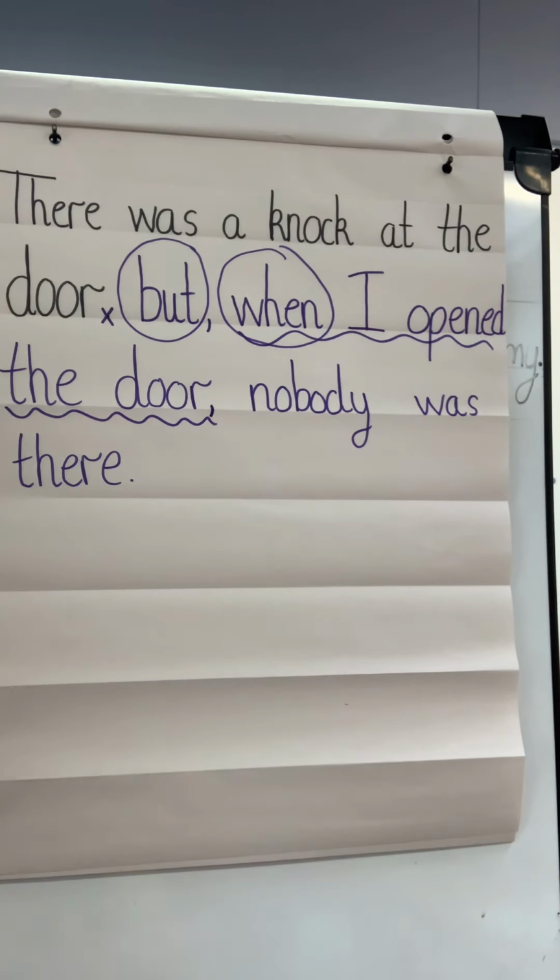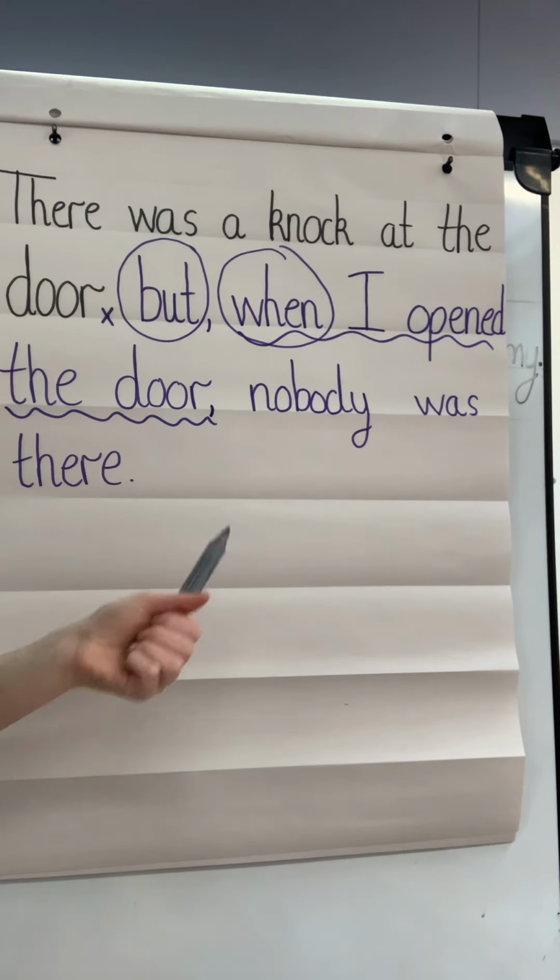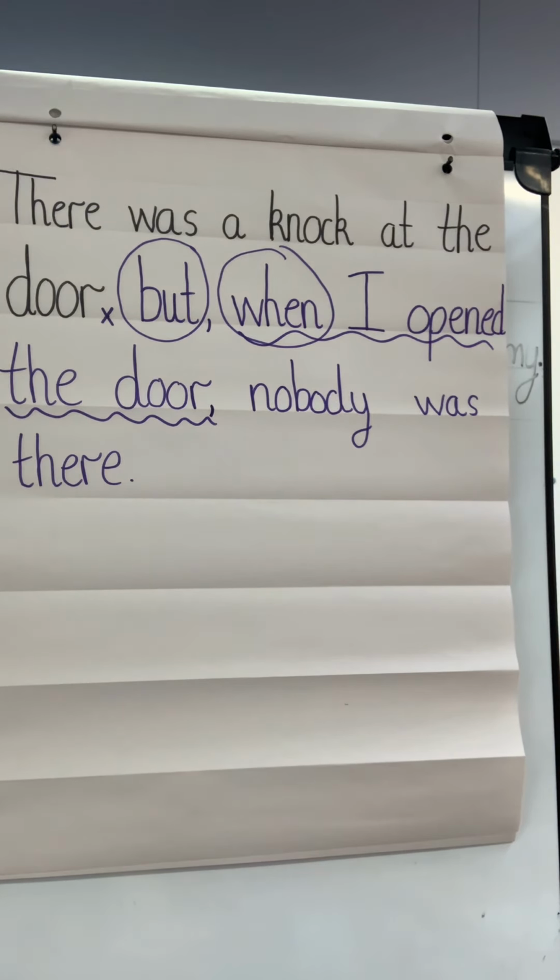So see whether you can extend my original sentence. There was a knock at the door, using the conjunction but. You can add in that subordinating clause if you'd like to, when I opened the door, and then tell me what happened. But when I opened the door, it was too late and nobody was there. When I opened the door, see whether you can extend it for me.